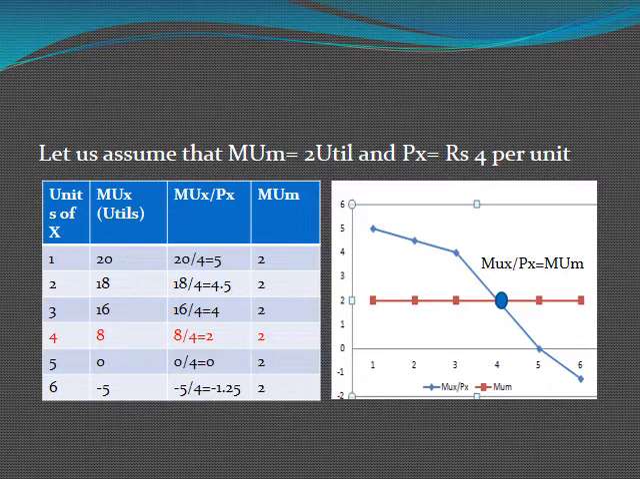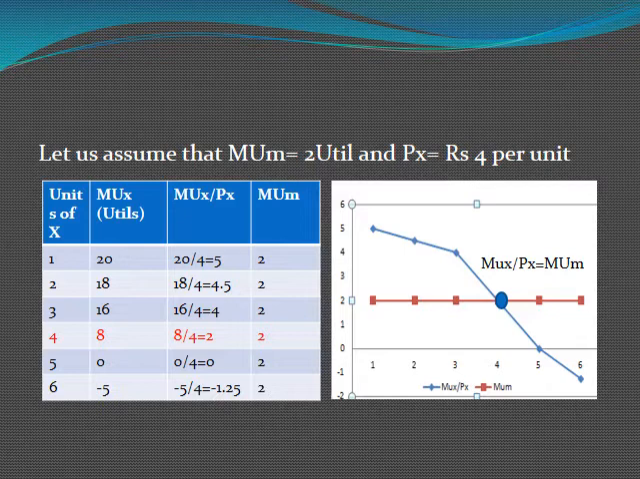That is, for the first rupee it is 2, for the second rupee it is 2, for the third rupee it is 2, for the fourth rupee it is 2. So for all the units it is equal to 2. So a consumer will be in equilibrium when he consumes 4 units of the commodity.